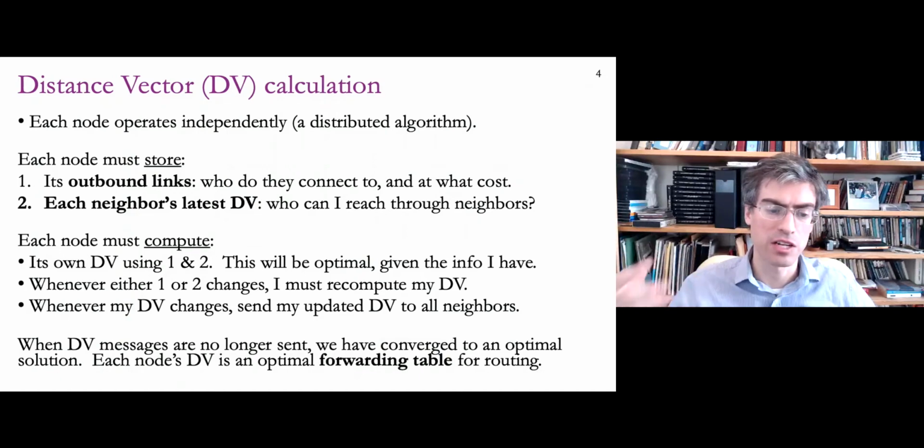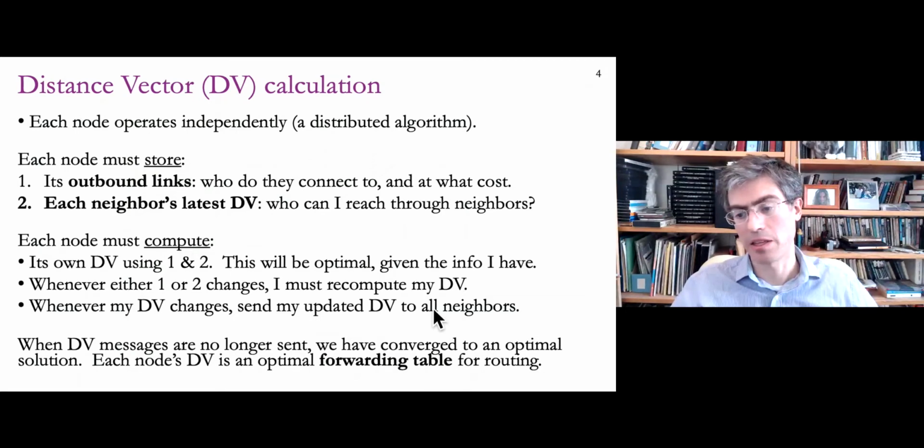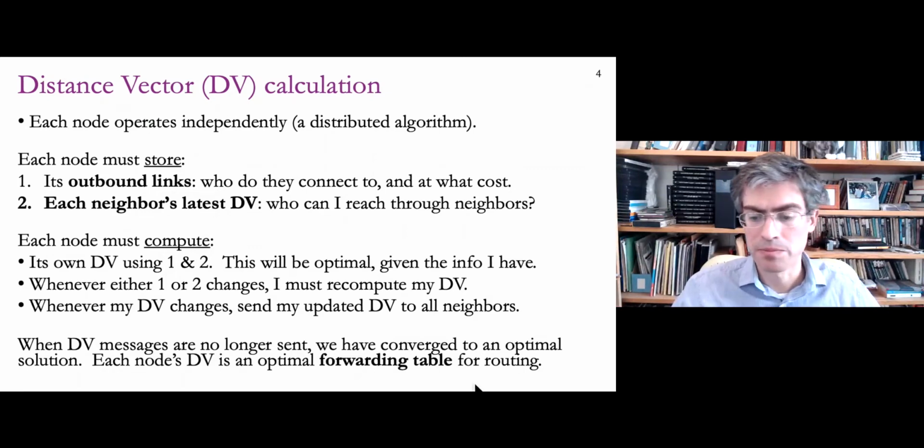So if my distance vector changes as a result of things that I saw change, then I need to tell my neighbors about that, because they might think that they could route through me, and their information about the cost of routing through me is now out of date, right? I need to give them the latest information.